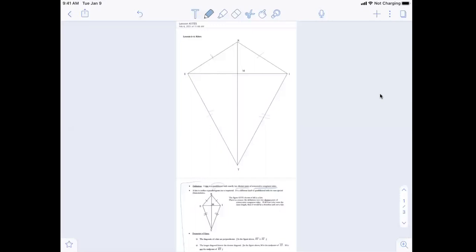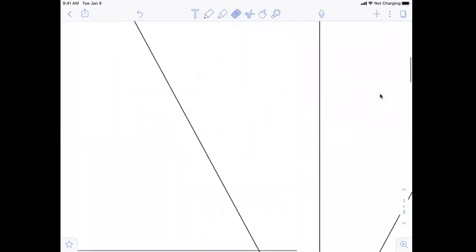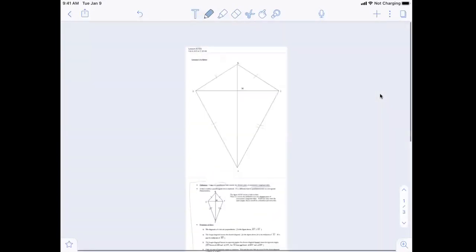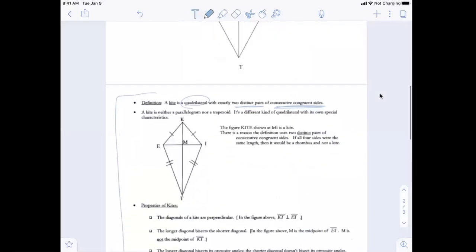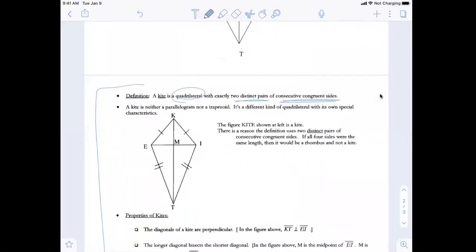I want you to mark your picture up like I have my picture getting marked up. Hopefully yours looks slightly better than mine, but just mark it up. EK and IK are congruent, ET and IT are congruent. Okay, that's the definition. A kite is not a parallelogram and it's not a trapezoid. It's its own special quadrilateral.